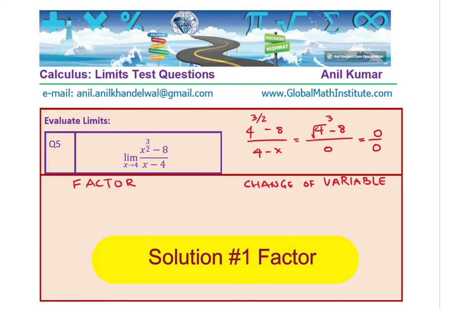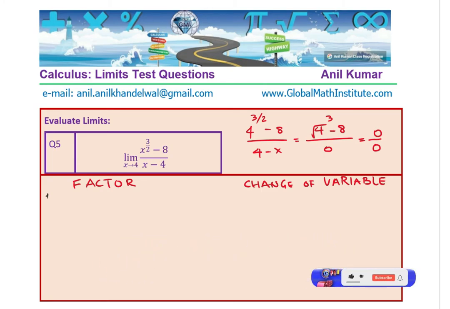Okay, let's first factor this. So we have this expression. So let me only show you the factoring part, and then we can find the limit, right? So let's work out the limit also. We have x approaches 4. We know 4 is giving us 0 in the numerator.